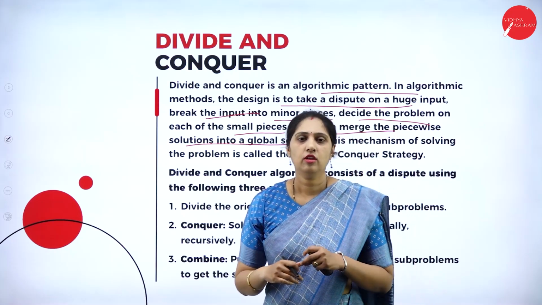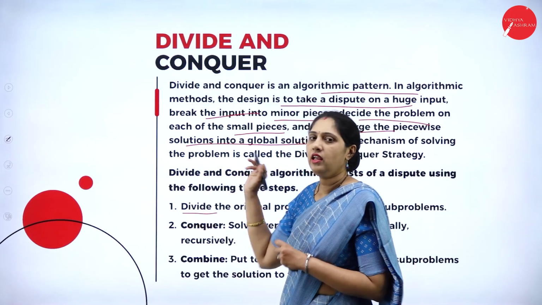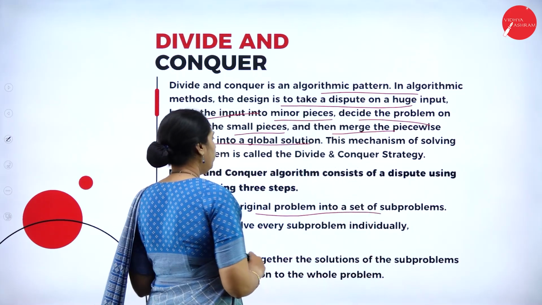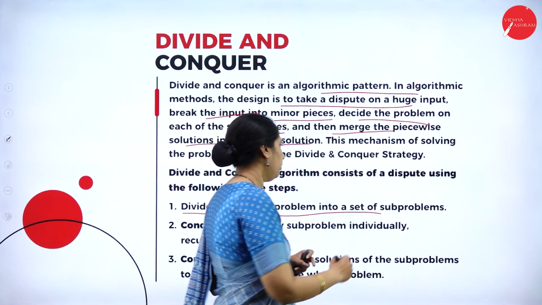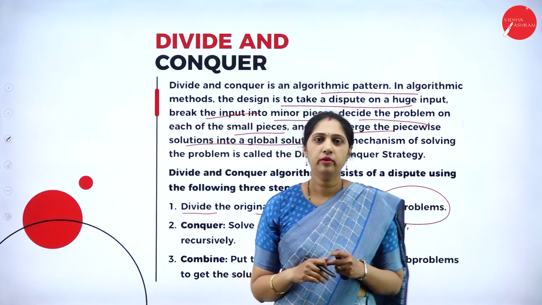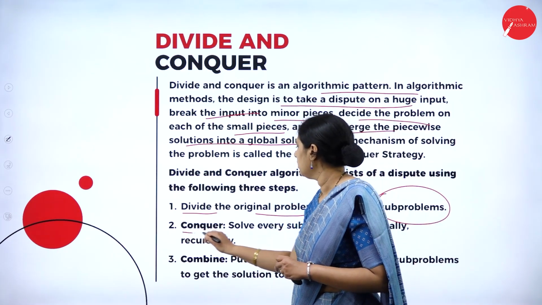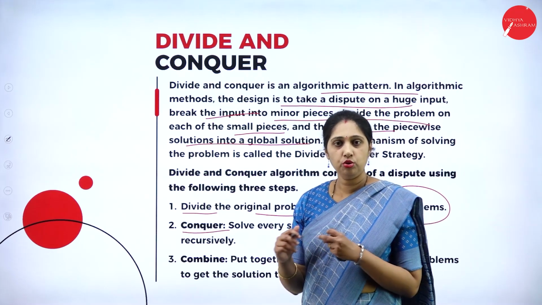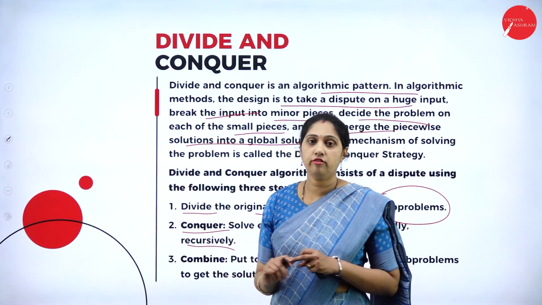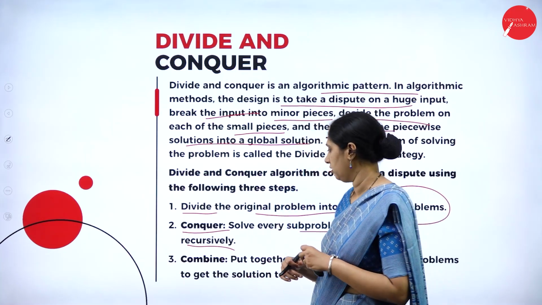So what are the steps involved in divide and conquer? The very first step, as the name itself tells, is divide. Divide the original problem into a set of subproblems. So the original problem is divided into how many? A set. It can be more than one, right? Then conquer. Conquer means solve. How to solve? It solves the subproblems individually, recursively, calling again and again. We already discussed recursive functions.